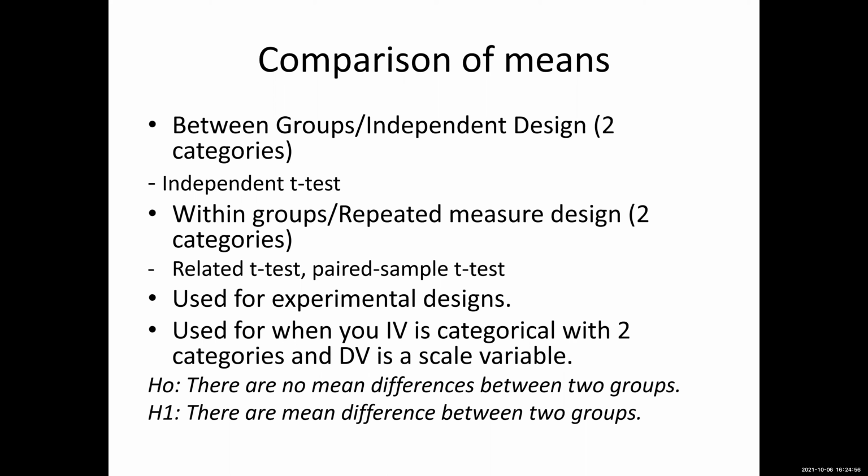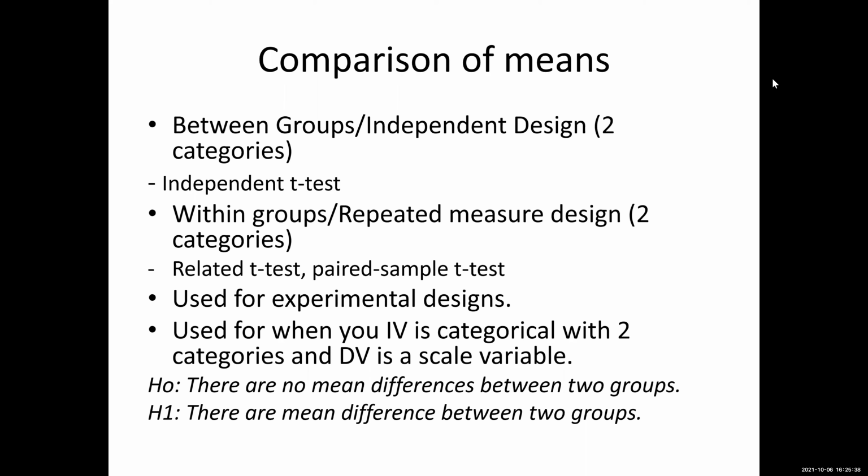Now, what's the null hypothesis in a t-test? The null hypothesis is that there are no mean differences between two groups, and the alternate hypothesis states that there are mean differences between two groups. So when you look at your outcome and you see that the p-value is less than 0.05, which hypothesis are you going to accept, H0 or H1? You can write in the chat window if you want.